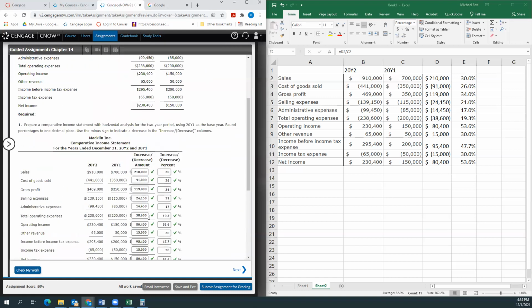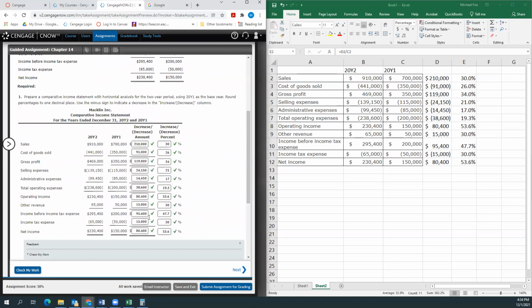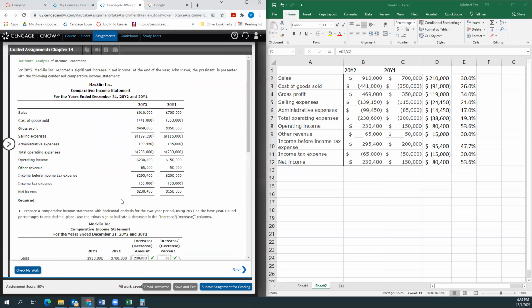So there we go. There's the first one, all done. Again, just to reiterate, to find this amount, we're just going to take the older year minus the newer year. That gives us the amount of increase or decrease. And then to find our percent, we're just going to take the amount of increase and divide it by the older year. And that's it. So let's move on to the next question.